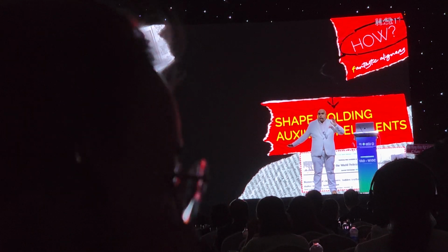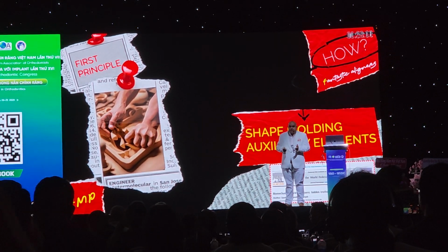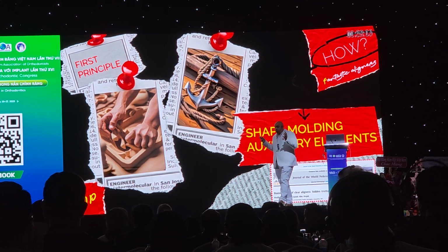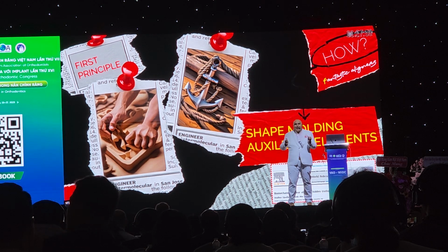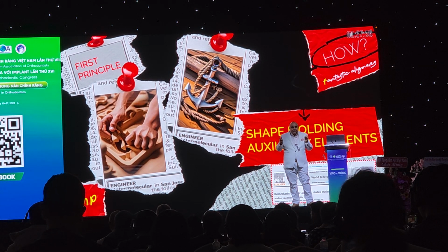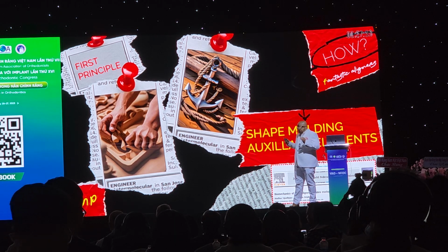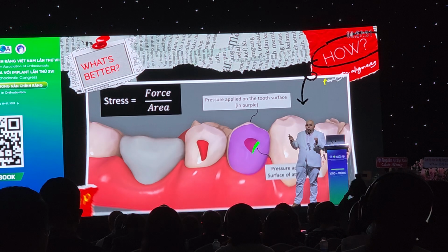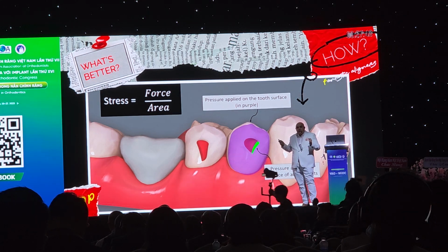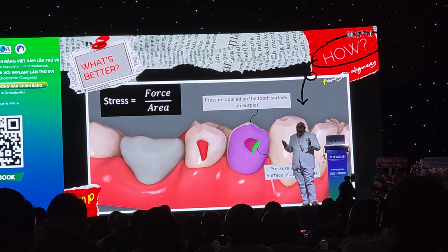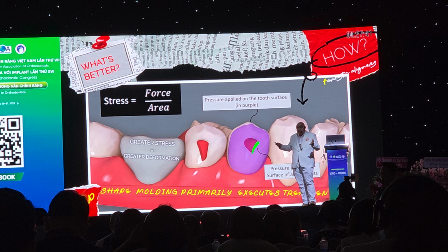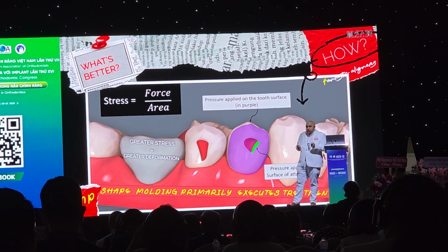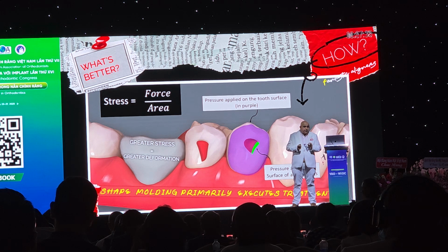Now there could be adjuncts, there could be auxiliaries that you add to teeth, could be all of them. So molding is essentially what happens to the aligner, and every auxiliary element happens to be like an anchor unit. Now what amongst these two is the primary determinant of tooth movement? Effectively, it's been proven time and again that in terms of surface area, you've got a larger surface area that basically engulfs the tooth, and that is the aligner itself. So essentially it is shape molding that primarily executes treatment.